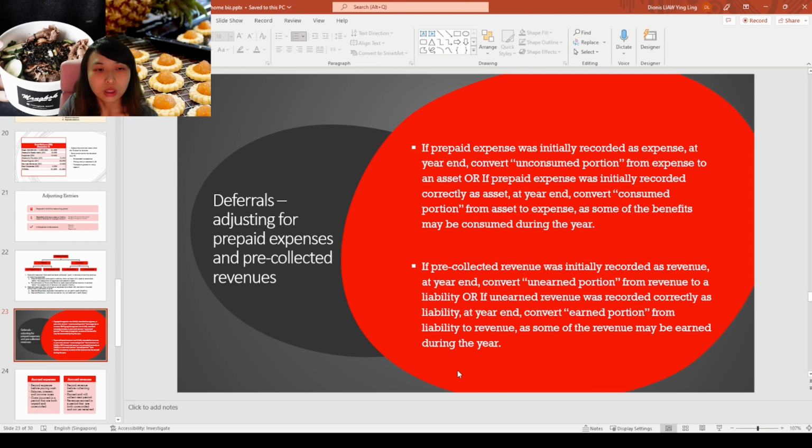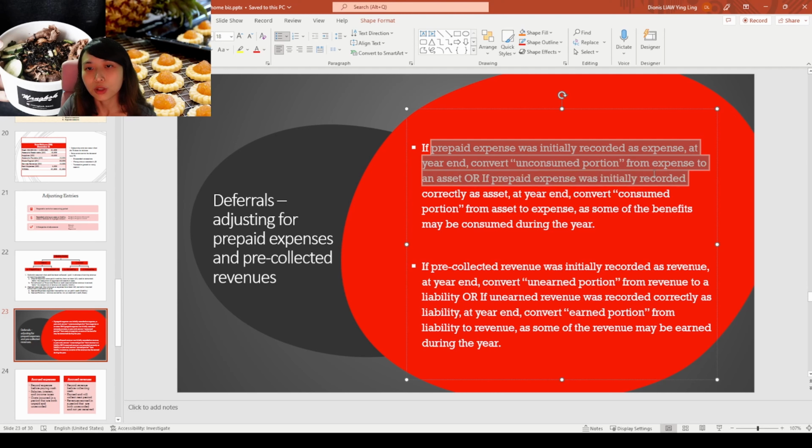Okay, so deferrals, adjusting for prepaid expenses or pre-collected revenues. Like I mentioned, if the prepaid expense was initially recorded as an expense wrongly, you need to convert the unconsumed portion to an asset. However, if the prepaid expense was already recorded correctly as an asset, you can convert the consumed portion from asset to expense.